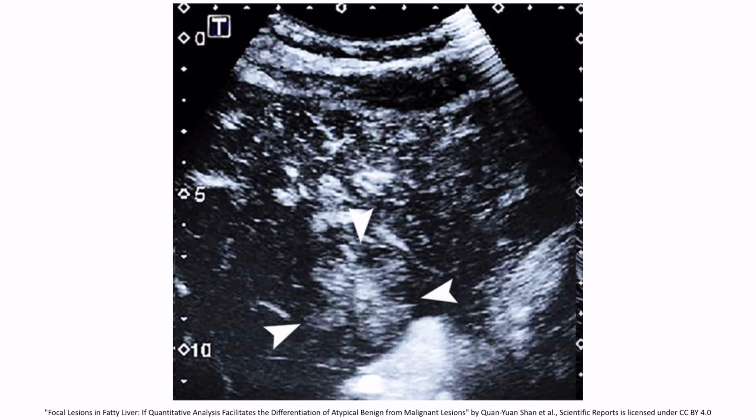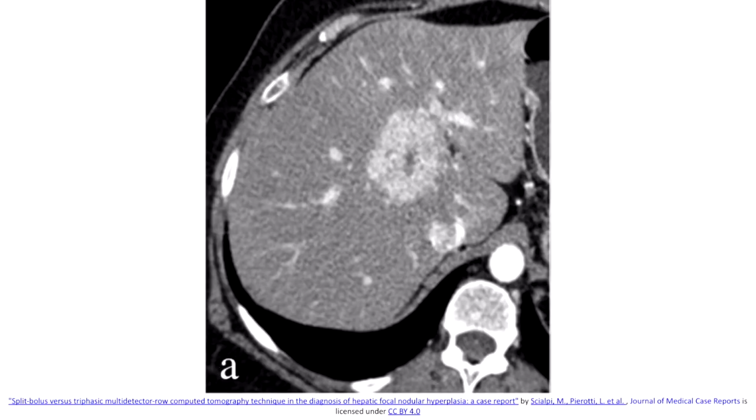This is an ultrasound image of focal nodular hyperplasia. Please note this isoechoic lesion with radial arrangement of the vascular supply. Let's take a look at the CT scan of a patient with focal nodular hyperplasia. Here, one can see the central area of hypodensity, often referred to as a central scar. Around the central scar, there is enhancement of the lesion from focal nodular hyperplasia. This is the characteristic appearance of focal nodular hyperplasia on CT scan.